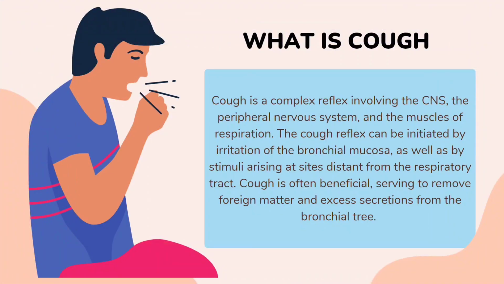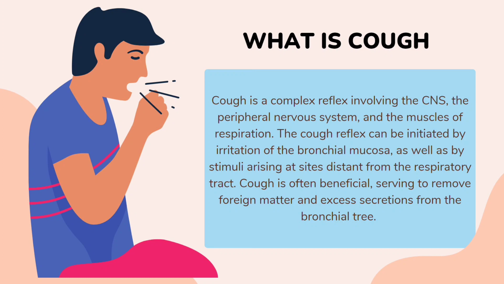Next is cough. Let's define what cough is. It is a complex reflex involving the CNS, the peripheral nervous system, and the muscles of respiration. The cough reflex can be initiated by irritation of the bronchial mucosa as well as by stimuli arising at sites distant from the respiratory tract. Cough is often beneficial, serving to remove foreign matter and excess secretions from the bronchial tree.